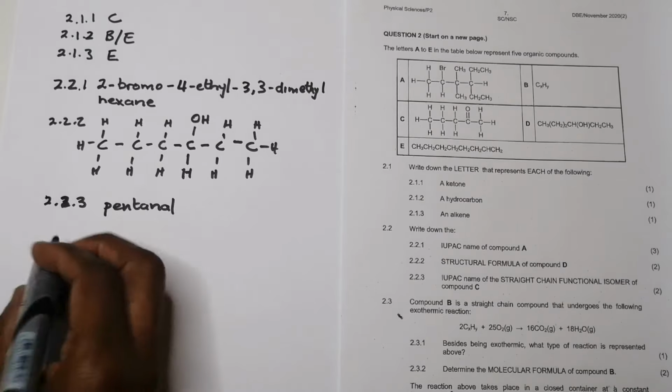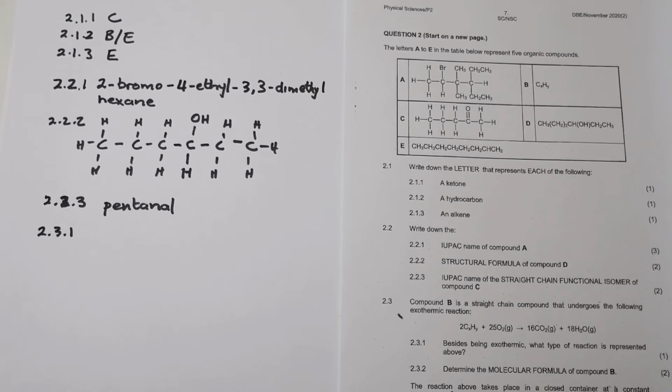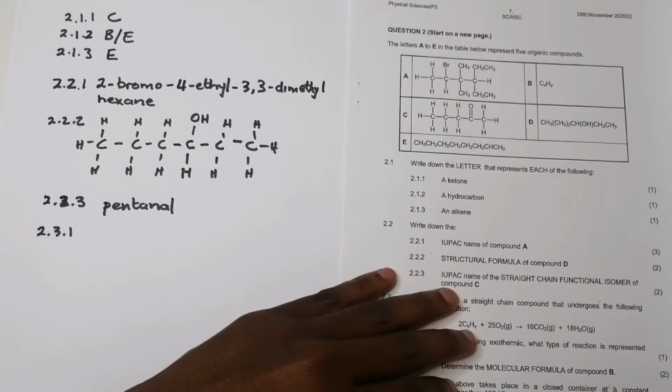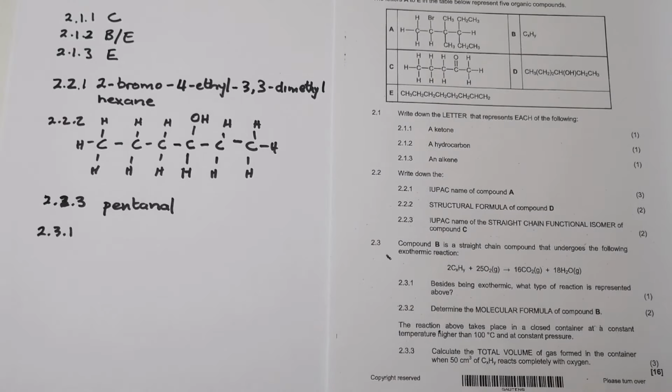Okay, let's continue. So 2.3.1, they say we've got compound B, which is a straight chain compound that undergoes the following exothermic reaction. So they give us that reaction there. There's our formula there. They say besides being exothermic, what type of reaction is represented above?